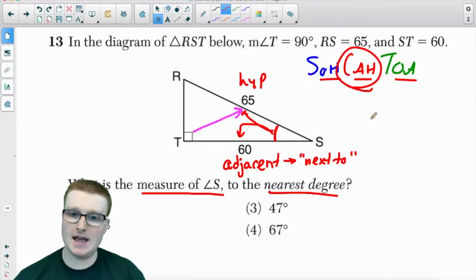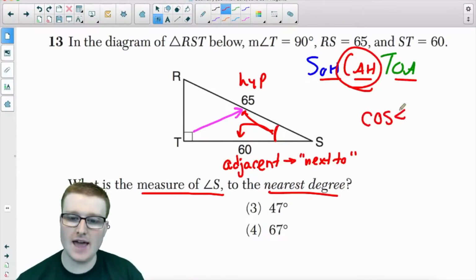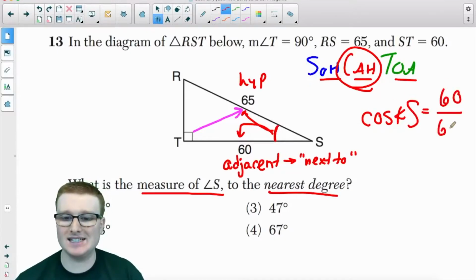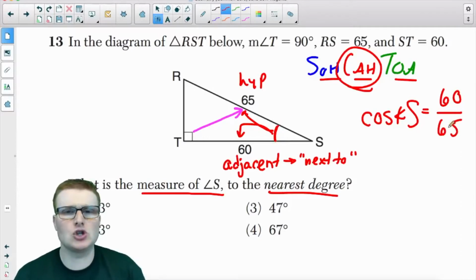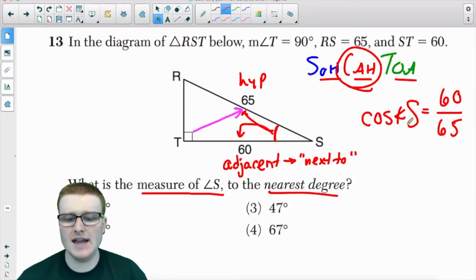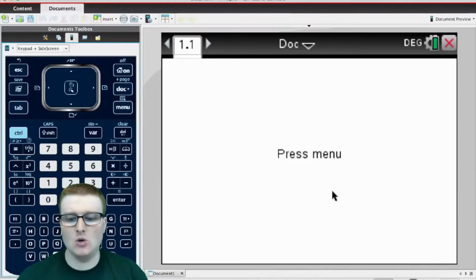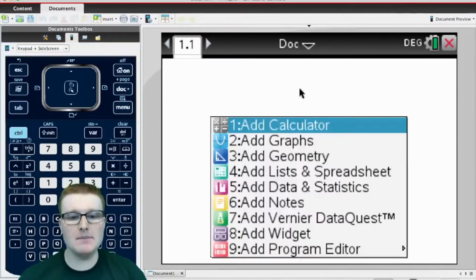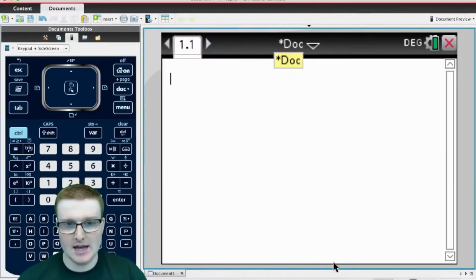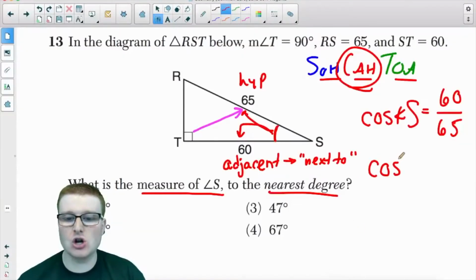So what I'm going to say is we're going to take the cosine of angle S is equal to, well, the adjacent side is 60, and the hypotenuse is 65. I just put it into that basic trigonometric ratio. Now, we go to our calculator. We need to solve for the angle measure. So what that means in geometry is that we actually need to take the inverse cosine of 60 over 65.